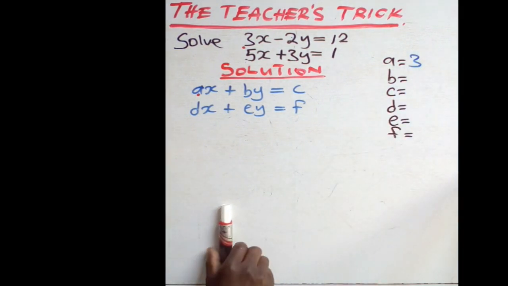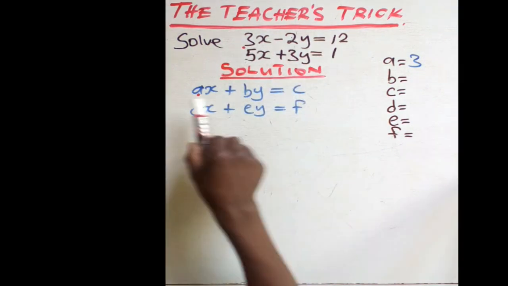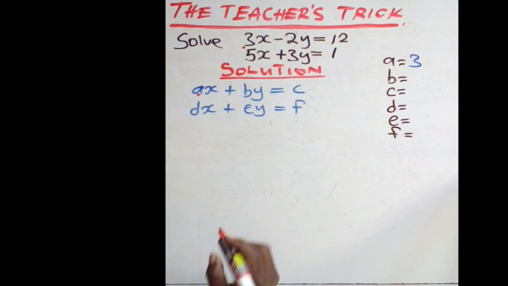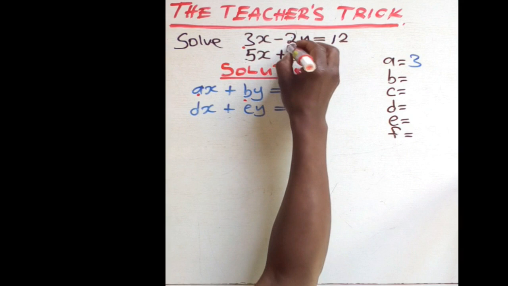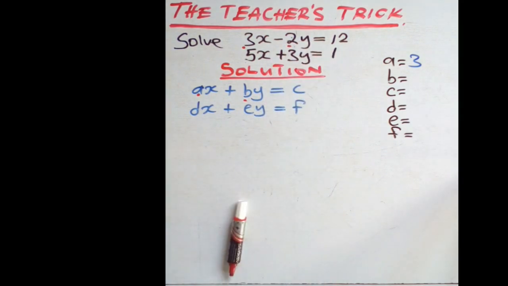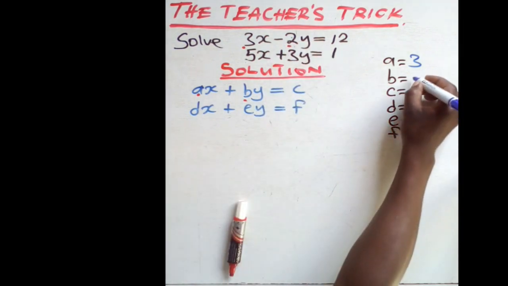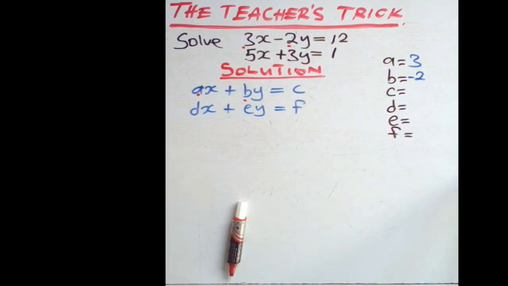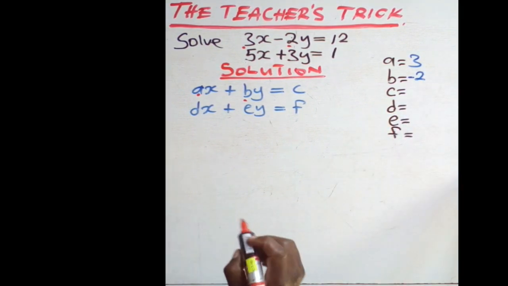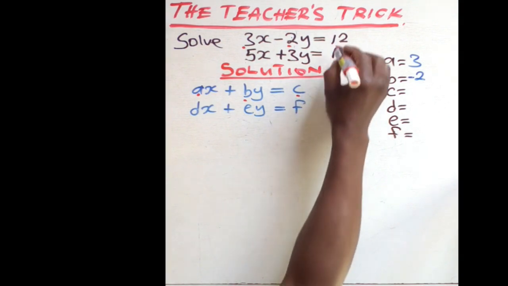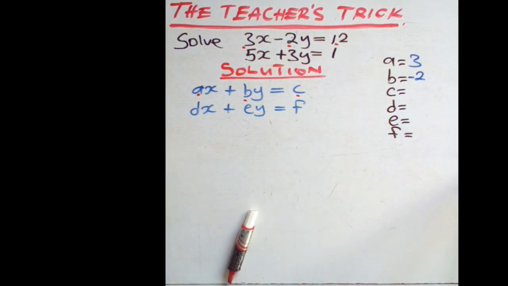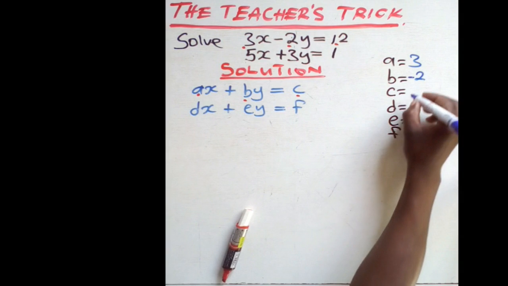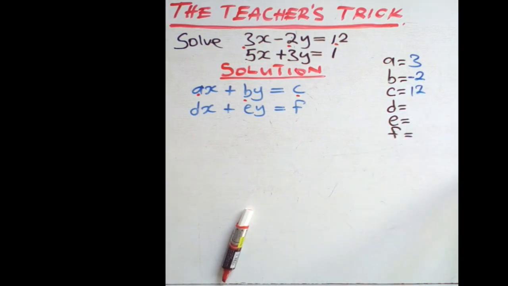Then from there we go to b. Using the same first linear equation, this b is equal to that negative 2. So we put a negative 2 in place of b. Then we come to c. Using the first equation, this one and that one, they are also corresponding. Therefore c is equal to 12. So we have a 12 there.